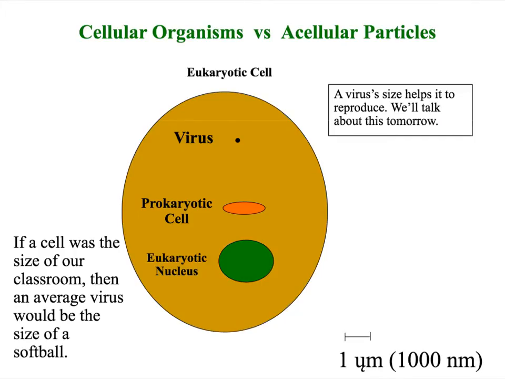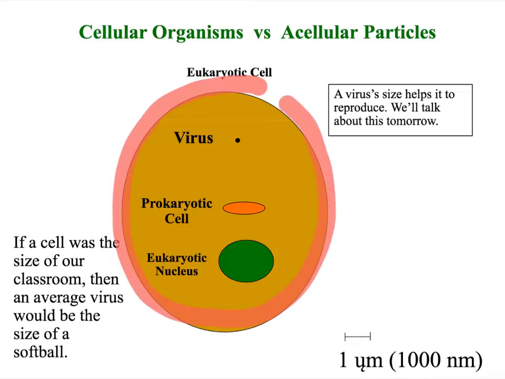Next, I want you guys to look at the difference in sizes. This is a way to help you remember that viruses are not cells, and the fact that viruses are so much smaller than actual cells. So if we were to look at a eukaryotic cell, this whole thing right here is a eukaryotic cell. The nucleus here in the middle is about the same size as most prokaryotic cells. And then a virus is this tiny little thing right here, even smaller than a prokaryotic cell.